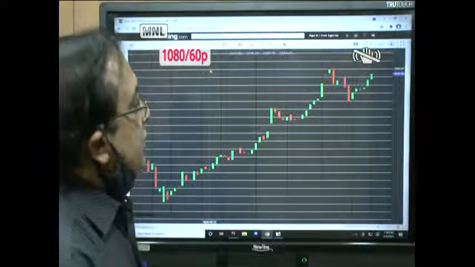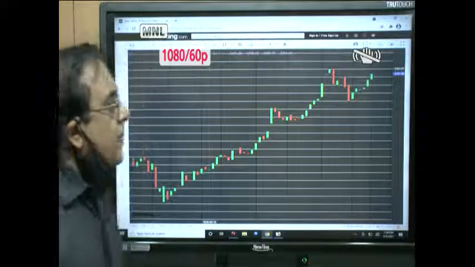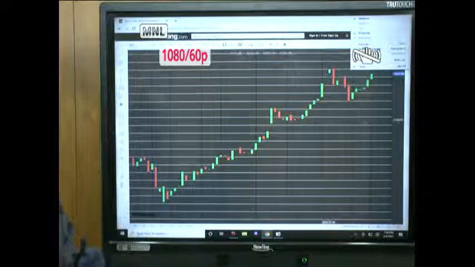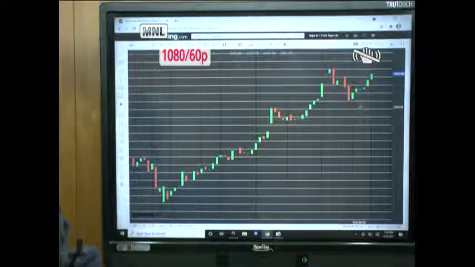So TCS correction is over. If you see, with this high being broken, this particular high, this is 3117, and with the break on the upside of 3117, I think TCS is back to climbing back to 3339.